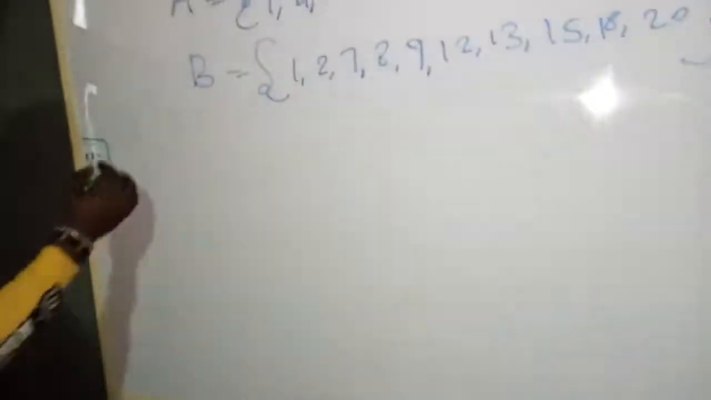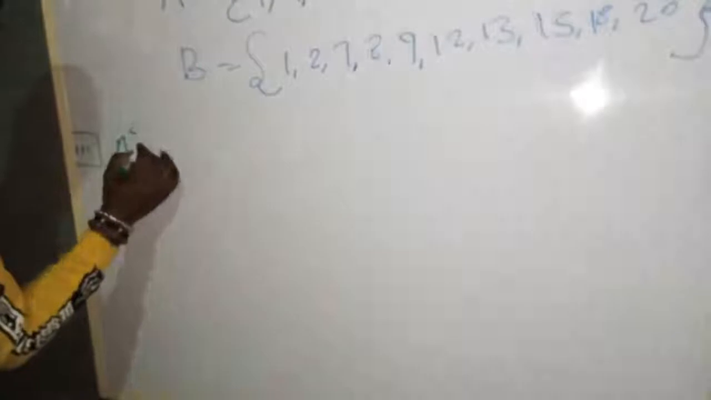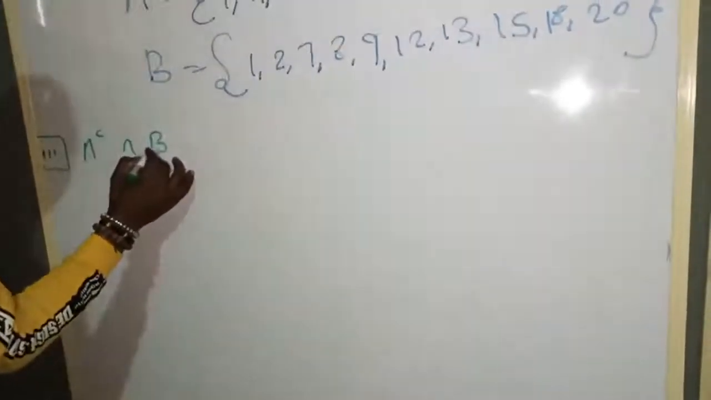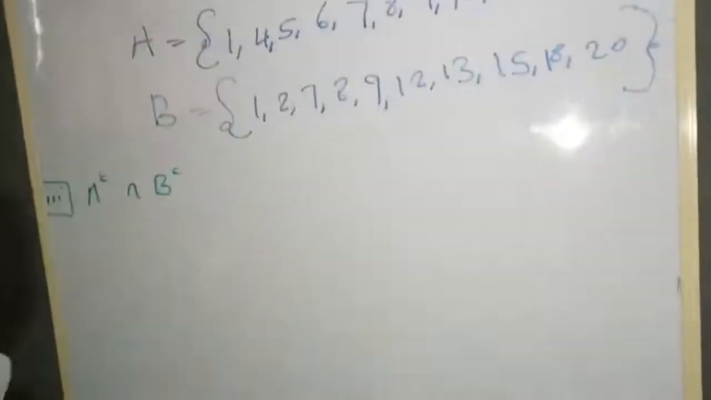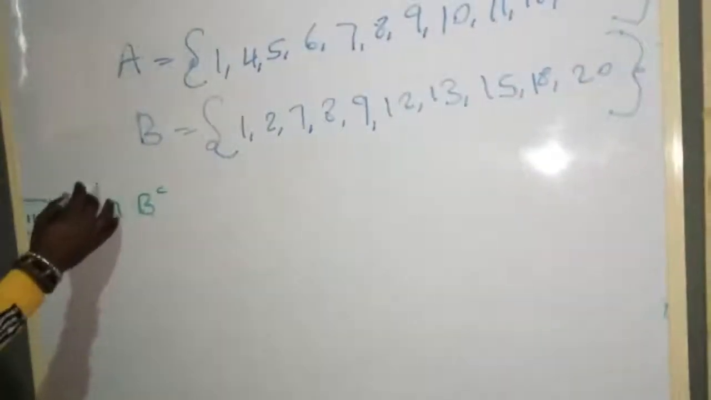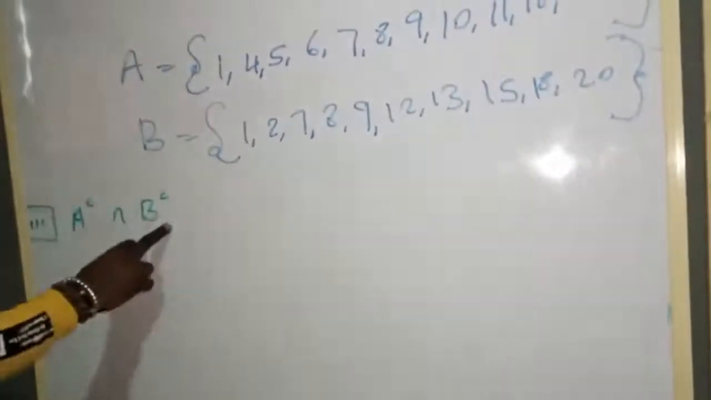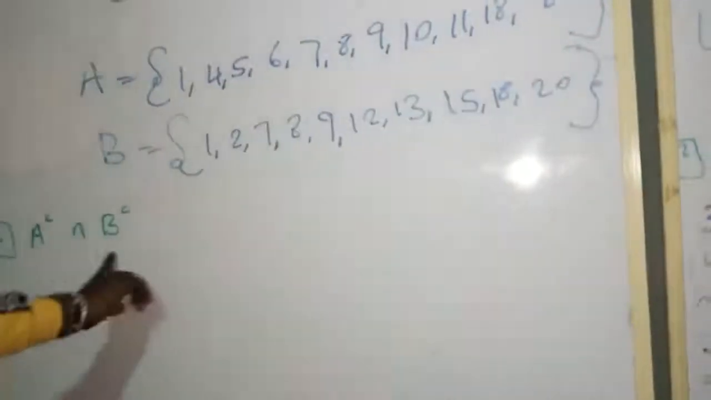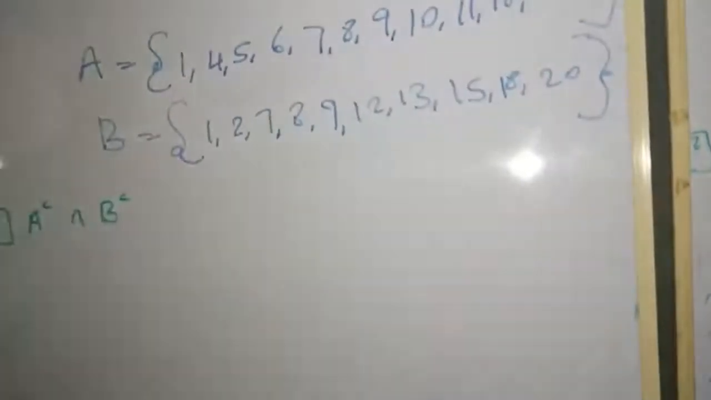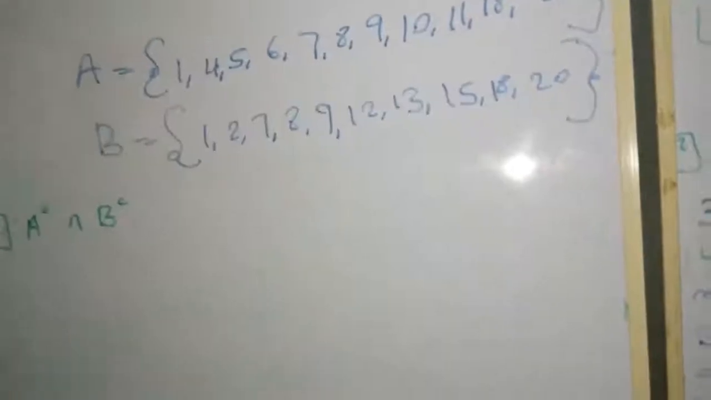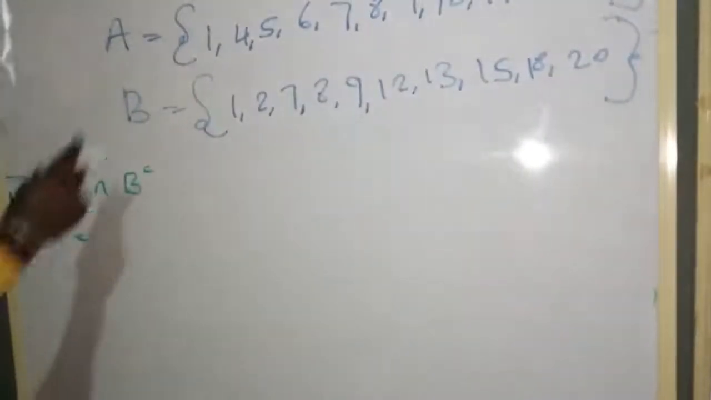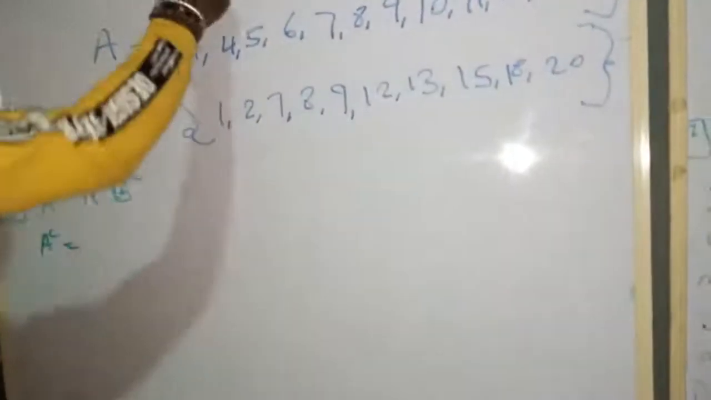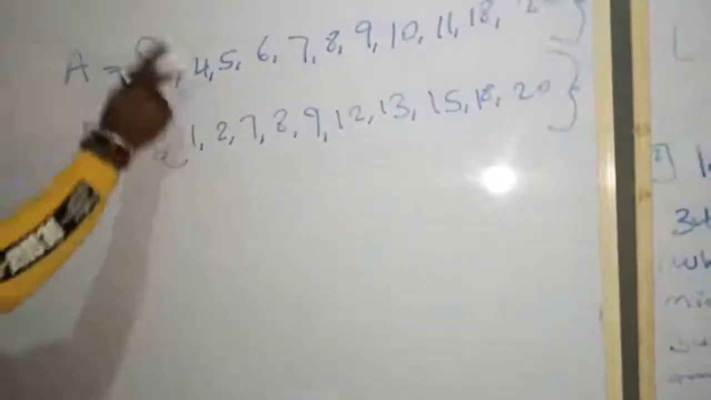Now, A complement intersection B complement. When you see something like this, it means we first find A complement, then we find B complement before we find their intersection. That is how we solve this kind of question. The first thing is to find A complement, which is anything in the universal set that is not in set A.